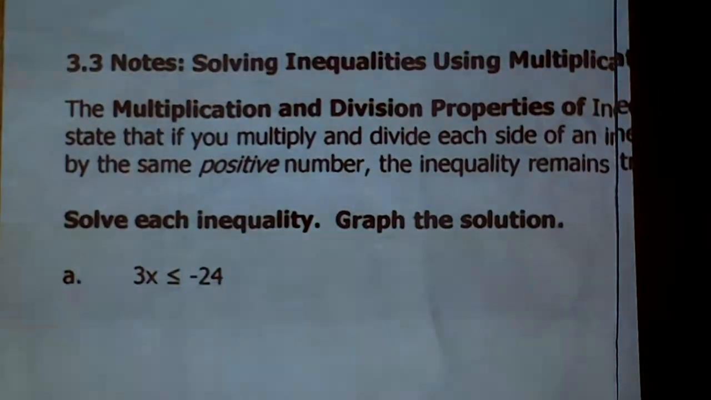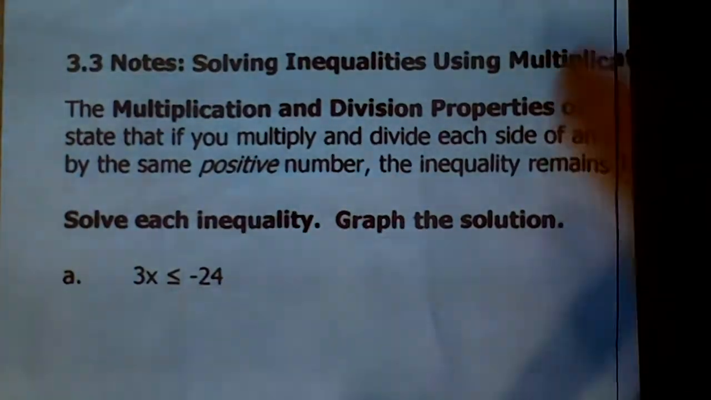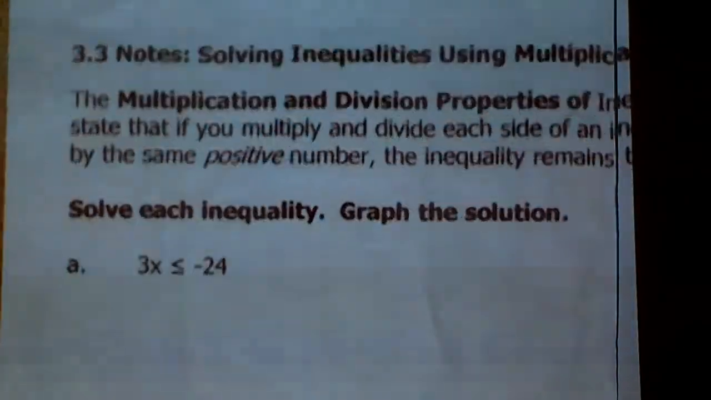So the multiplication and division properties of inequality state that if you multiply and divide each side of an inequality by the same positive number, the inequality stays true. So that's what's got your back. Those properties allow you to do what we're about to do.